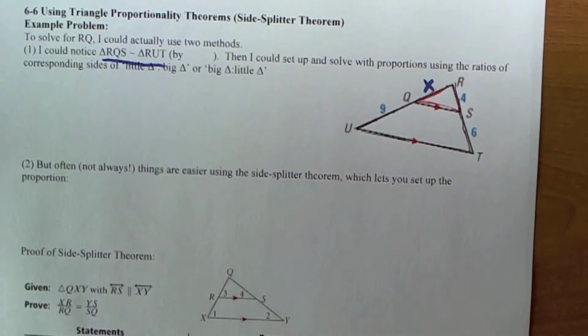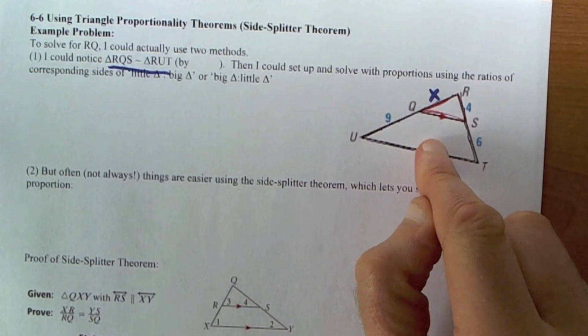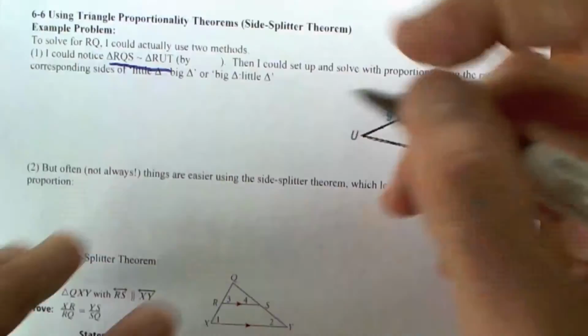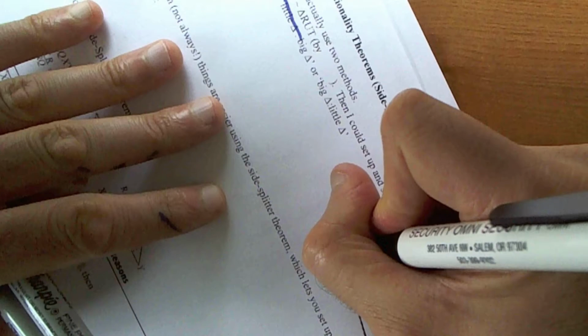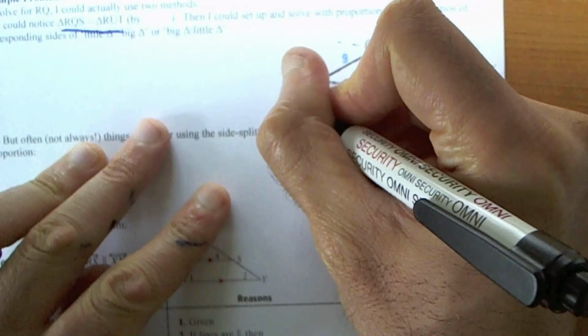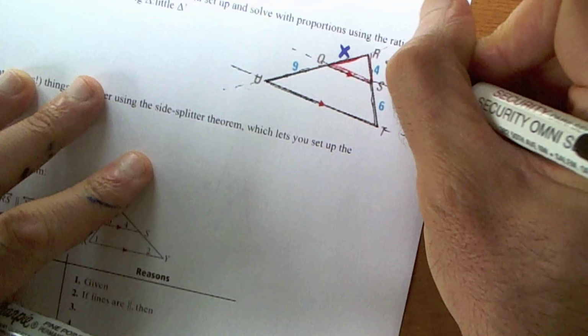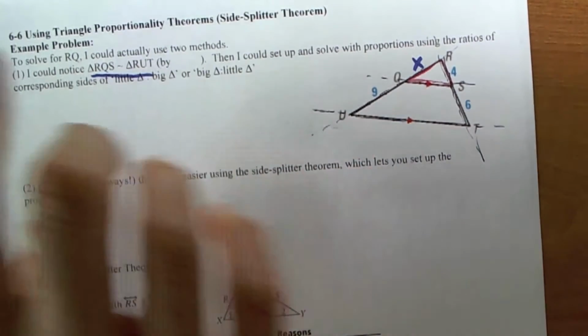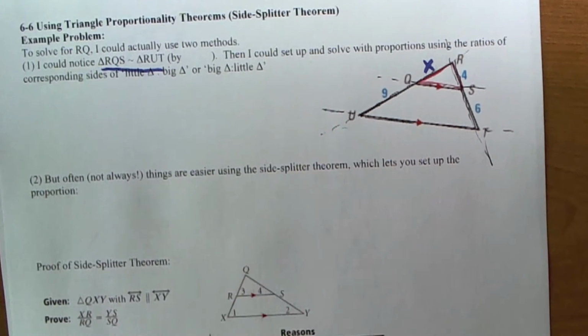Why? See if you can figure out why, given that these are parallel. Remember, with parallel lines, oftentimes it's helpful to extend it out a little bit. Extend this out as a transversal. If you've got parallel lines cut by a transversal, think about what you have. Why could I call this little red triangle and this black triangle similar?